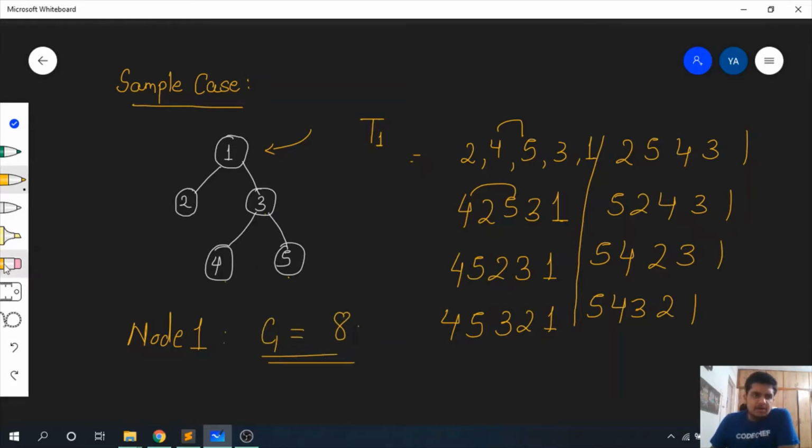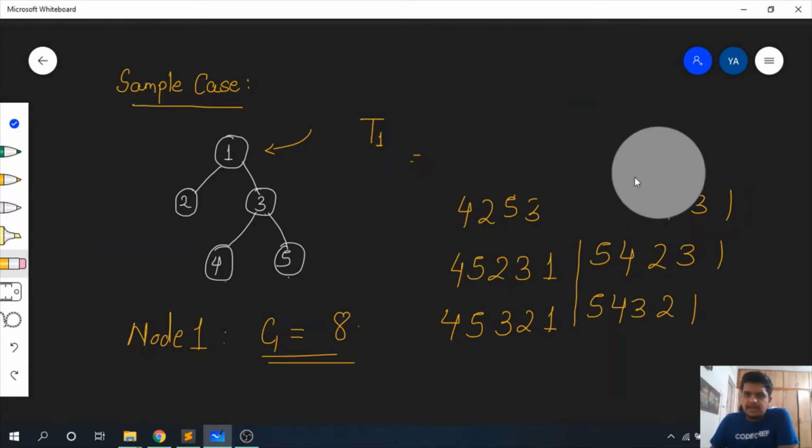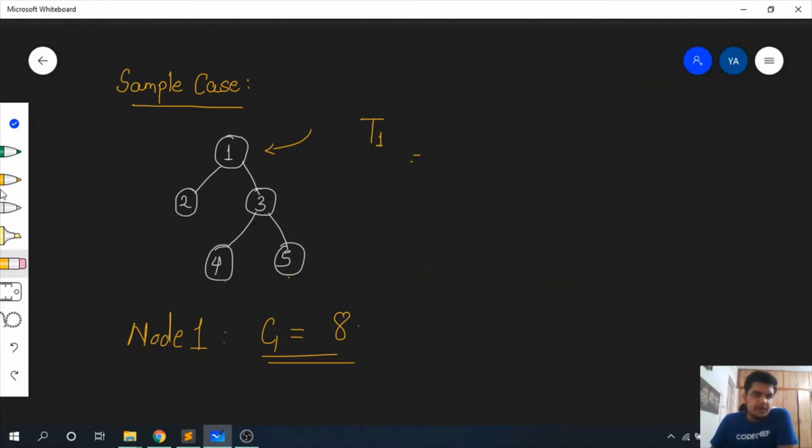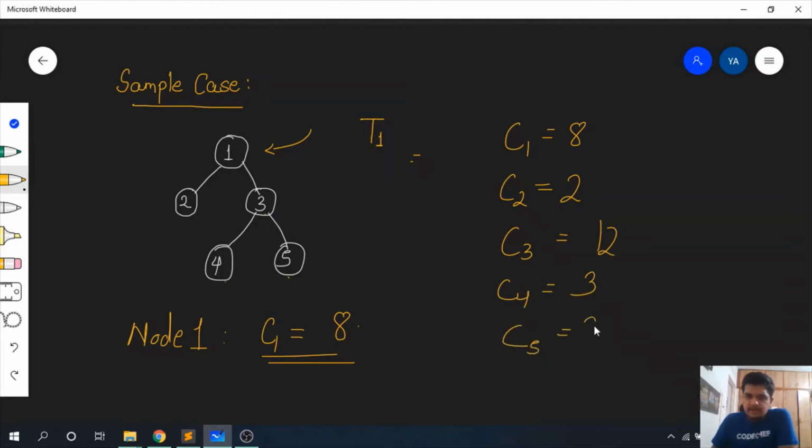Now similarly you can find the values for the other nodes 2, 3, 4 and 5. If you calculate, C1 is equal to 8, C2 is equal to 2, C3 is equal to 12, C4 is equal to 3, and C5 is equal to 3. Now you can calculate these values yourself and verify them.